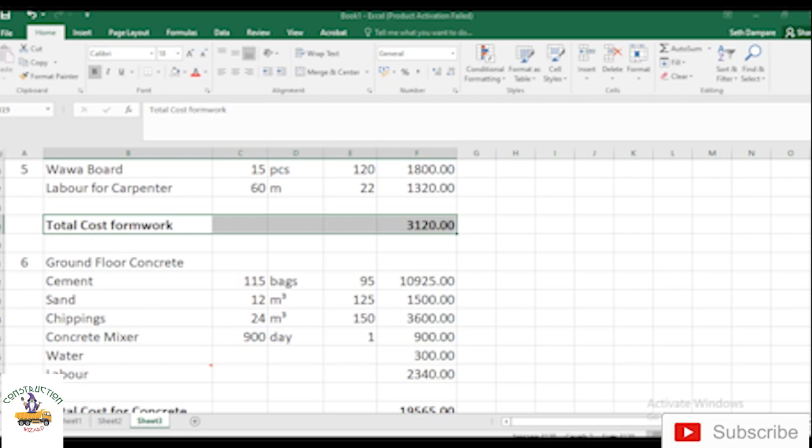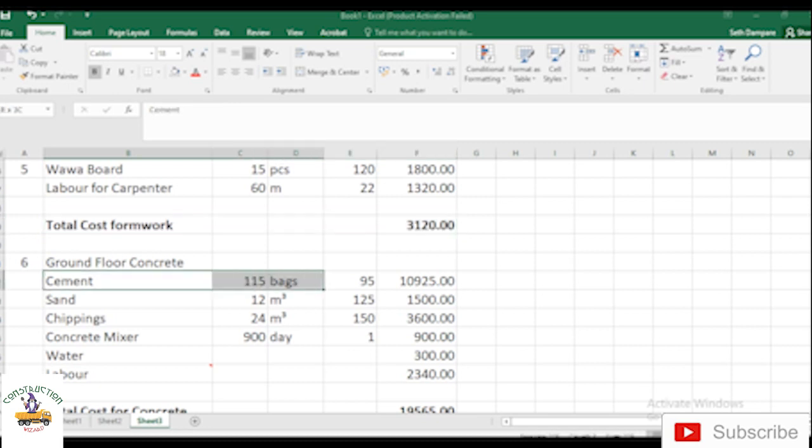And then the last item for this level is the big guy. I always call it the big guy because, you know, that's where you spend a lot of money. I mean, the concrete. So let's look at the items in the concrete. We needed cement, sand, chippings, water, a concrete mixer, and then some labor cost. So let's look at item by item.